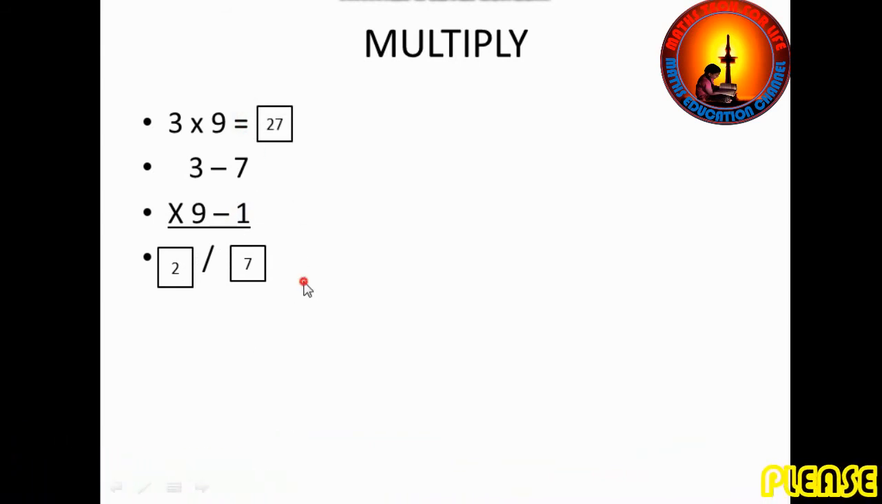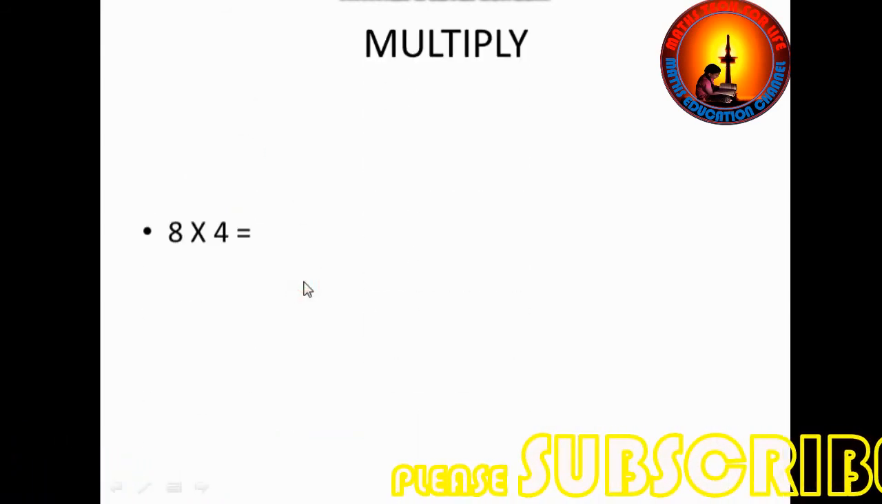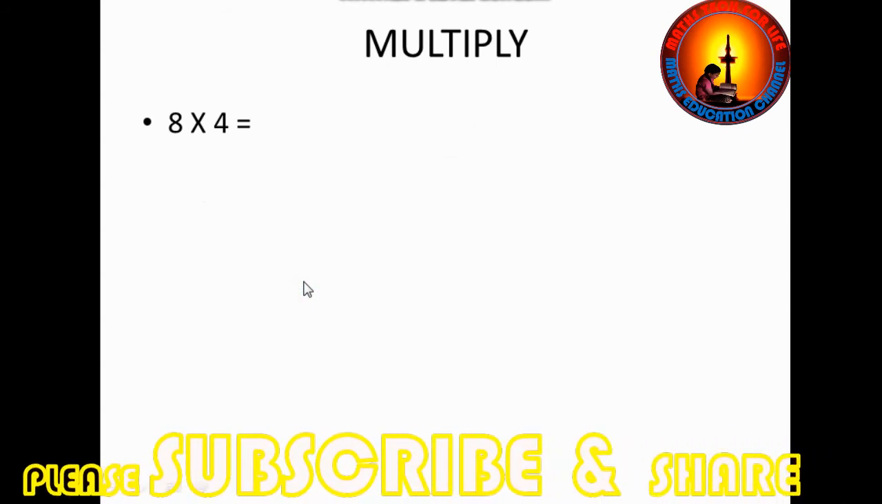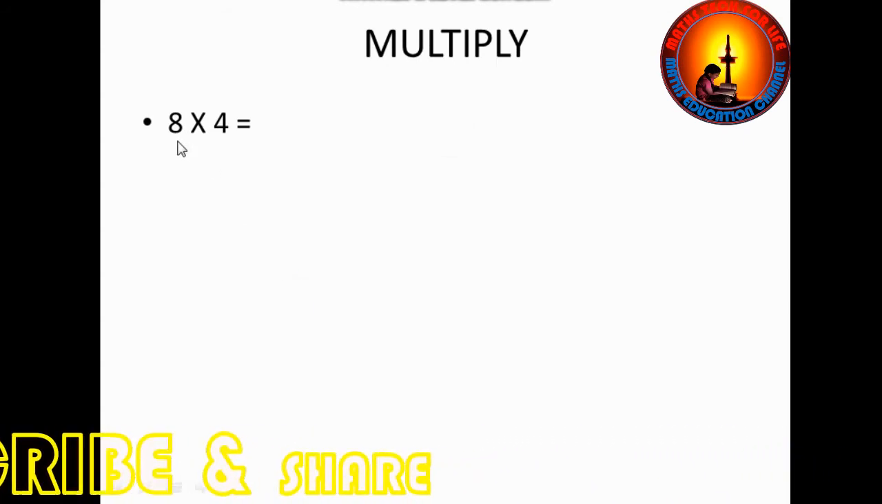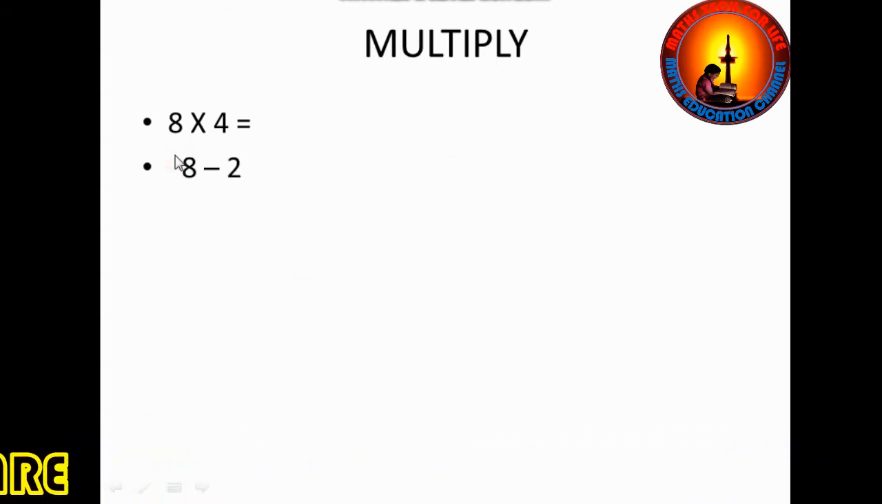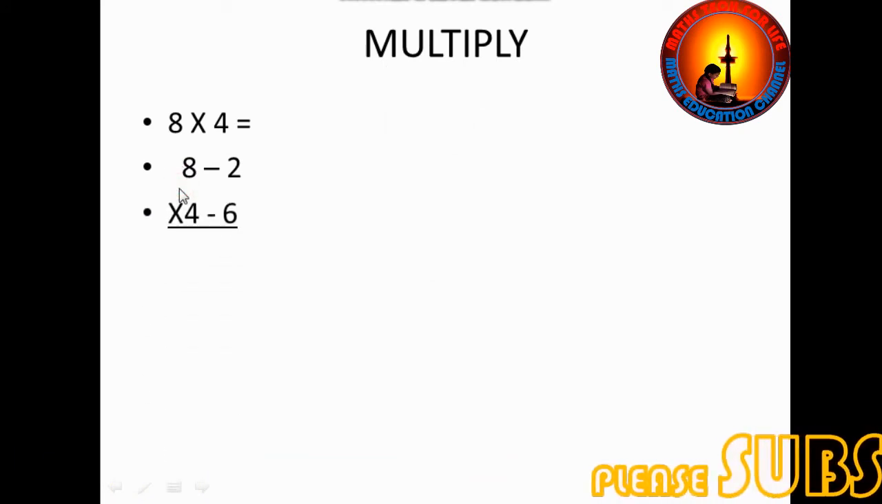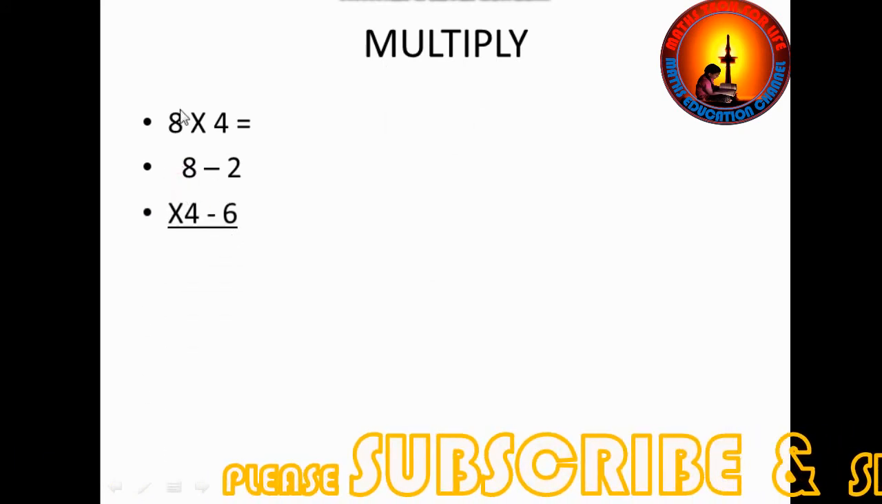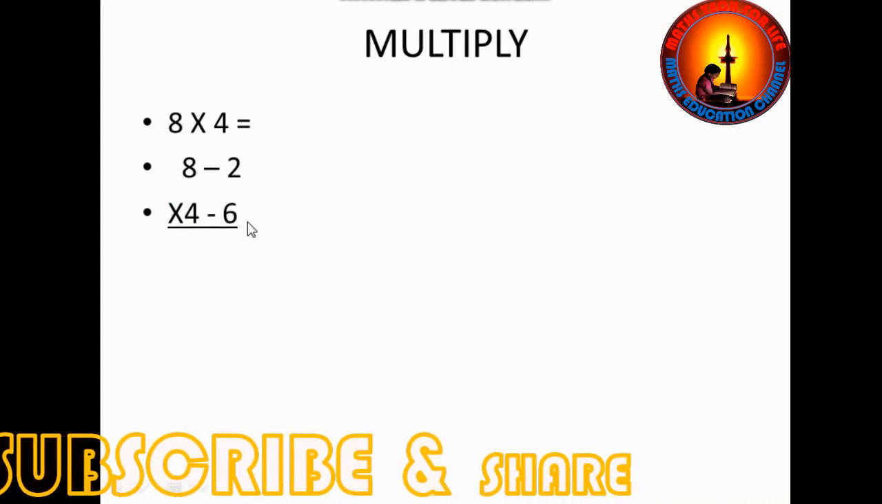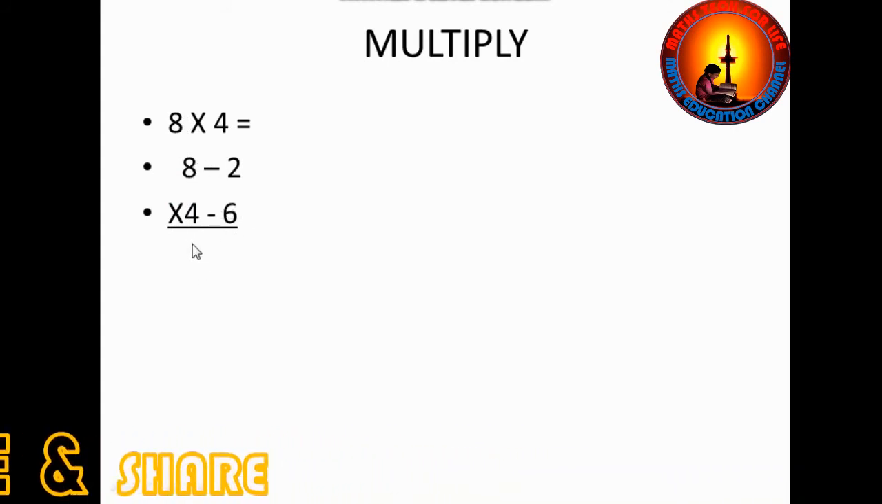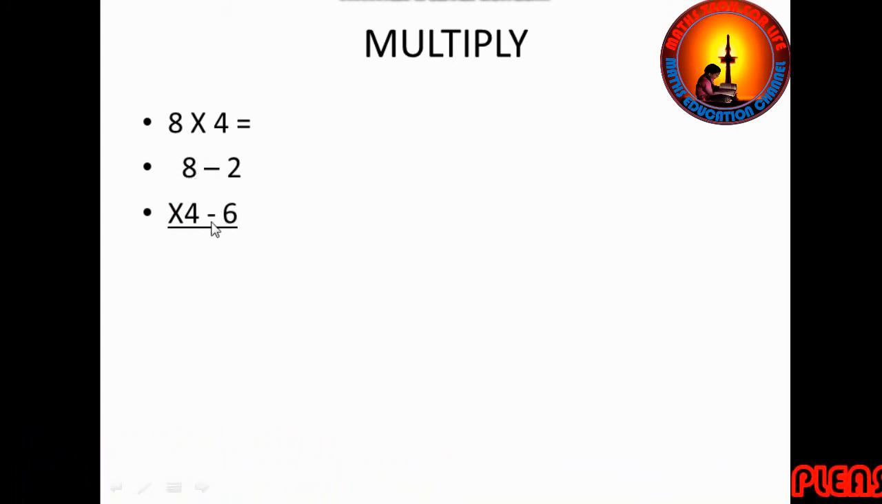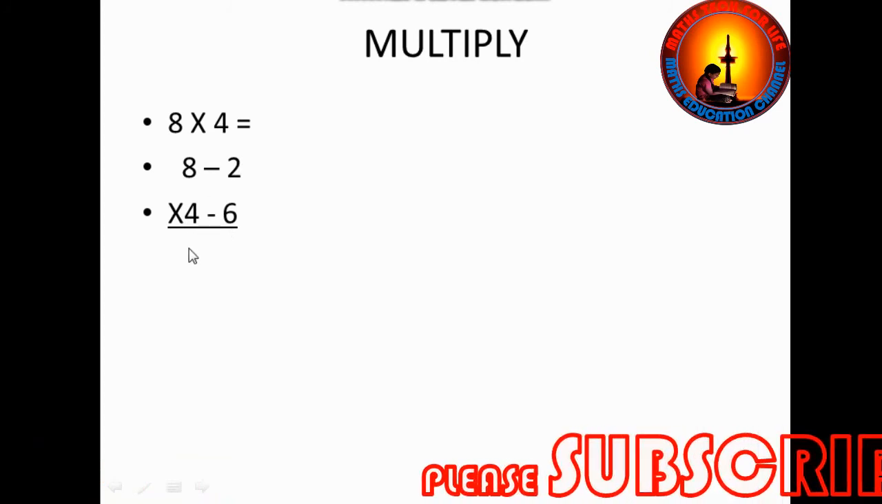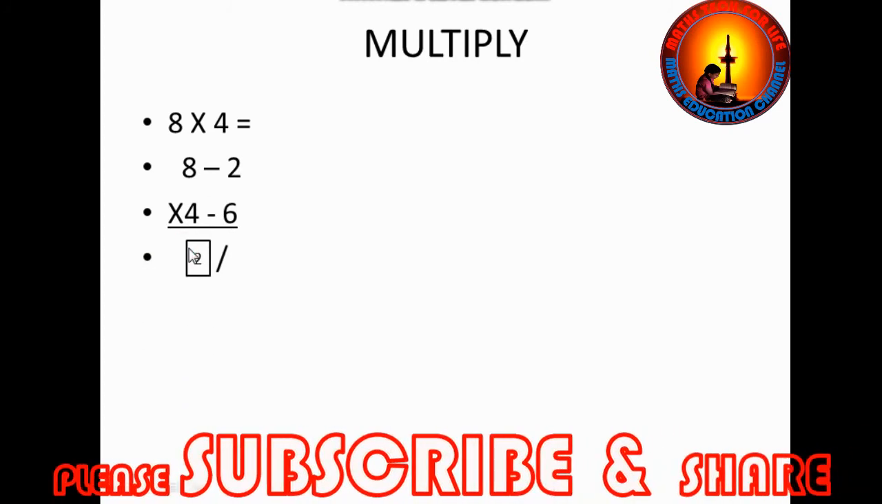Now go to the next question. 8 multiplied by 4. If you want to do this, first you have to take 8. We know 8 is 2 less than 10. Then 4 is 6 less than 10. Now you have to cross subtract for finding the first digit. 8 minus 6 is 2. 4 minus 2 is also 2. So the first digit will be 2.